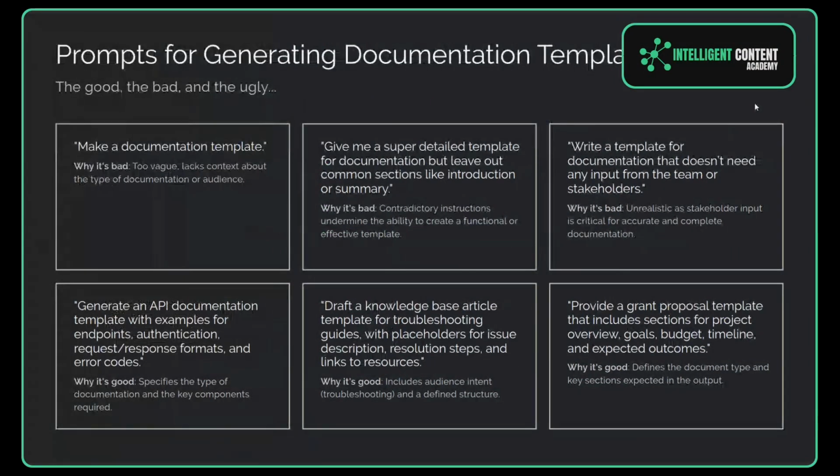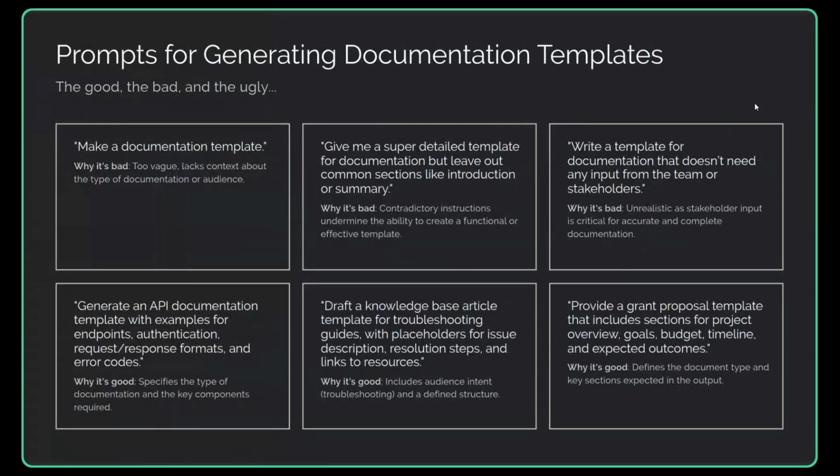Cool. And we could show that a little bit with a couple of prompts I can share with you. So the good, the bad, and the ugly. These top rows are bad prompts. Make a documentation template. It's vague. It doesn't give ChatGPT much context about the type of document or the audience. And then the last one here, write a template for documentation that doesn't need any input from the team or stakeholders. Oh my goodness, I just can't. Okay, so that's unrealistic. Stakeholder input is critical for accurate and complete documentation. So you really don't want to ask ChatGPT for anything unrealistic.